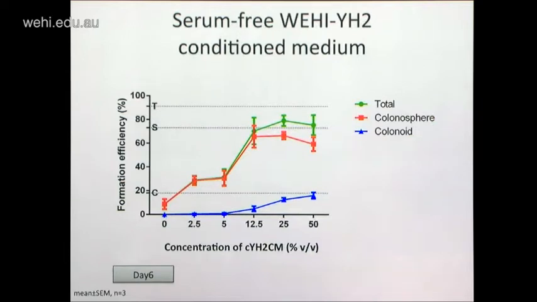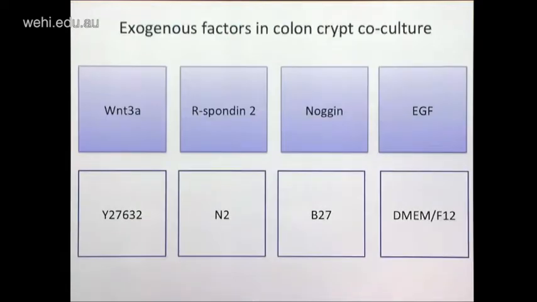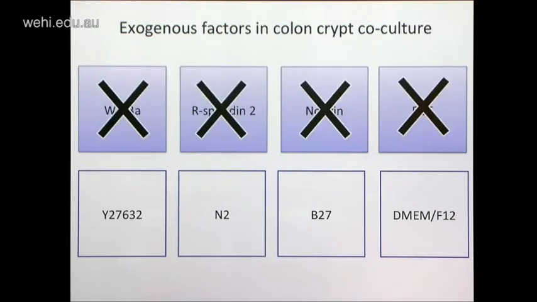And after several optimizations, we produced serum-free WEHI conditioned medium, which can support the culture fairly well compared to the co-culture. And serum-free is a very important property for the later purification step. And before I tell you more about the purification, I would like to tell you how these 4 exogenous factors affect the crypt formation in vitro. And our strategy is to take out each of these factors at a time to see their effect on colonoid formation.